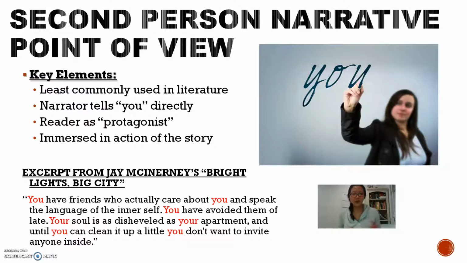Now, the first person and second person are similar in the way that they get us, as in readers, involved. But there's a big difference. In first person narration, there's a separation between the I of the protagonist and you as the I. Whereas in second person, you are the character and you are the protagonist leading the story. That's the main difference. So keep that in mind.